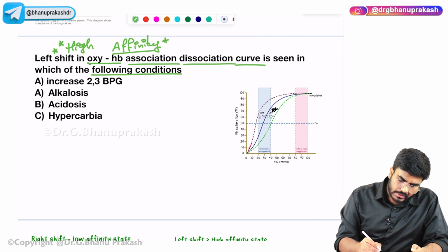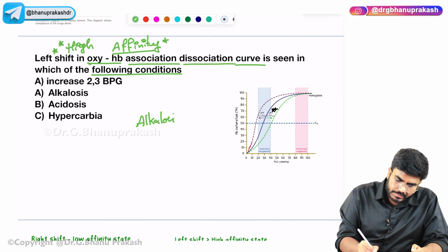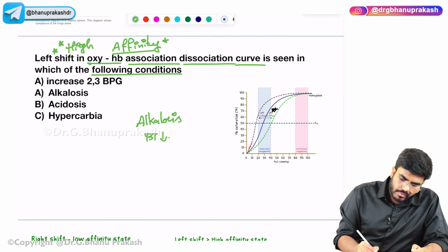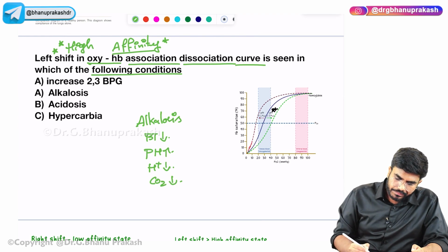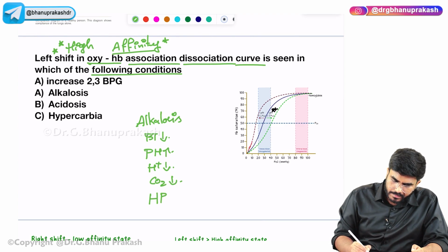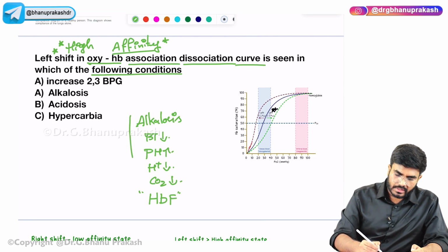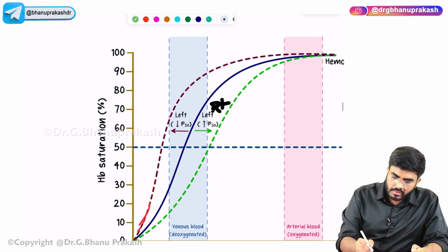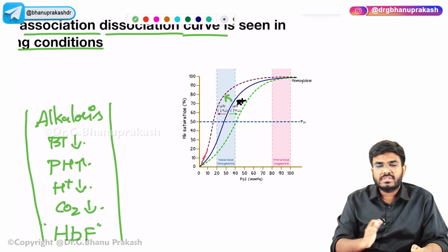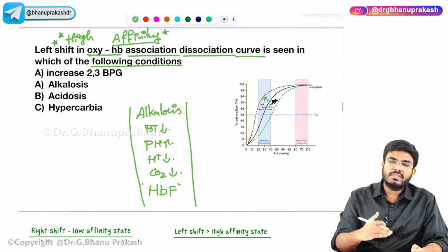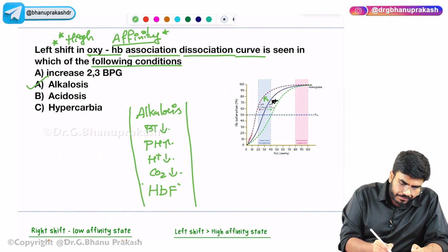Okay, you already know the answer. It is alkalosis. Whenever the body temperature decreases, whenever your pH increases, your H plus concentration decreases, your carbon dioxide level decreases, and with fetal hemoglobin, HbF, whenever these conditions are there in the body, the oxygen hemoglobin association dissociation curve is going to shift towards left. I have given the list of conditions. So this is the answer.